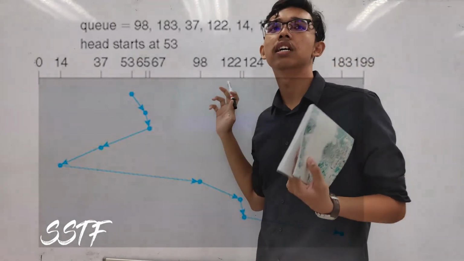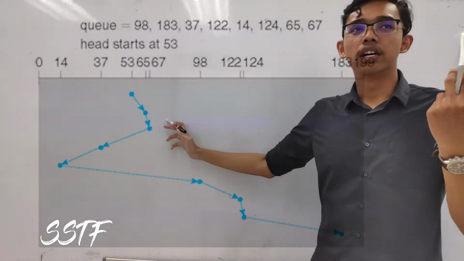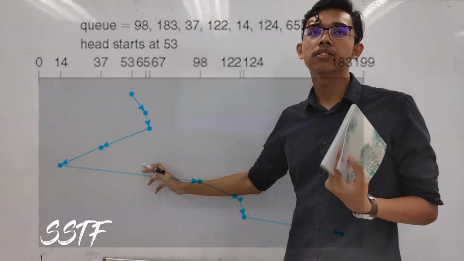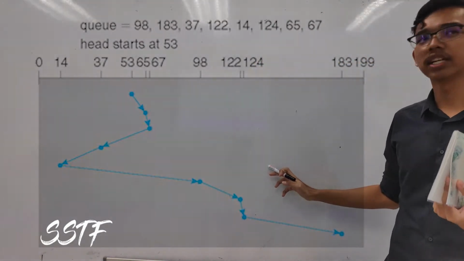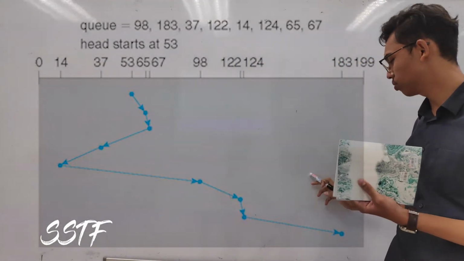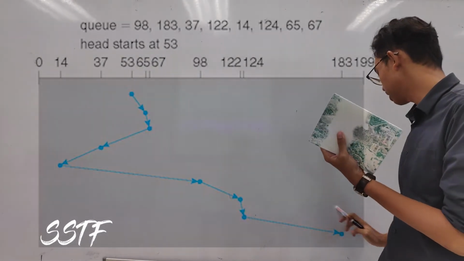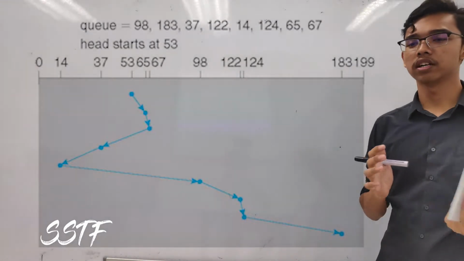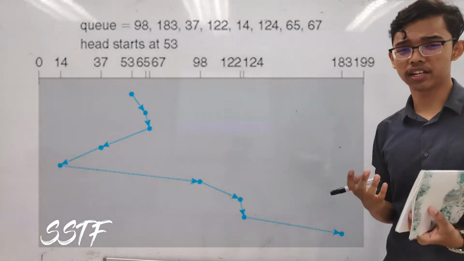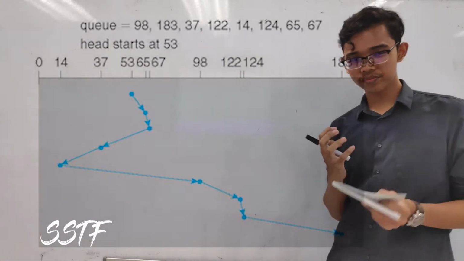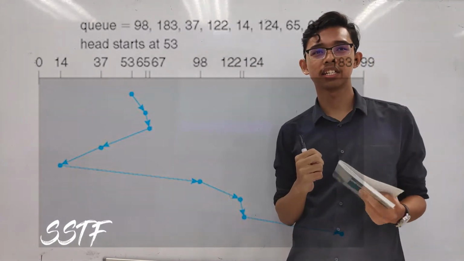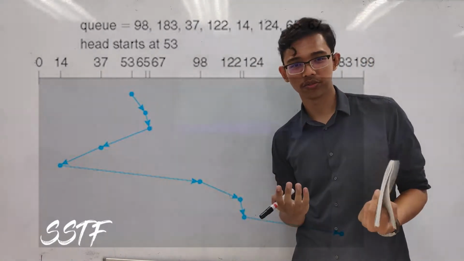the queue, which is 37, 14, and going forward to 98, to 122, then move forward again to 134, then finally 183. So for SSTF, basically you must find the shortest distance between each queue.